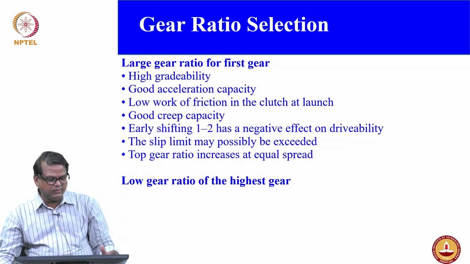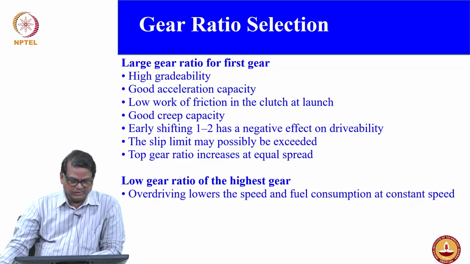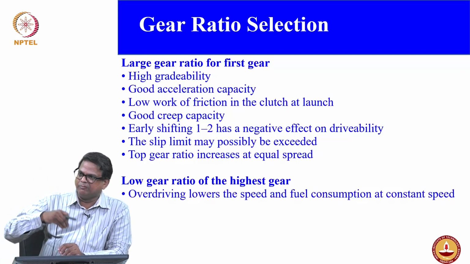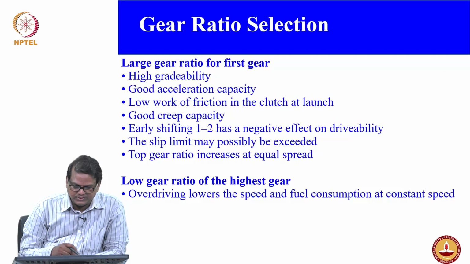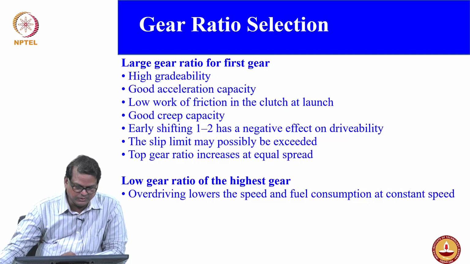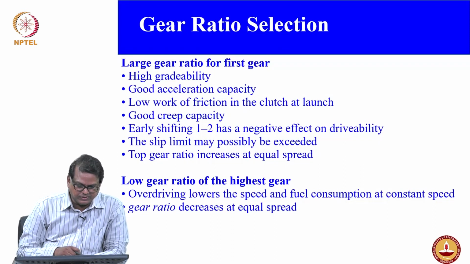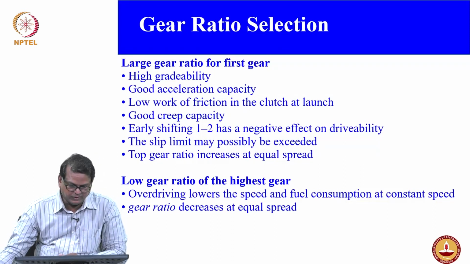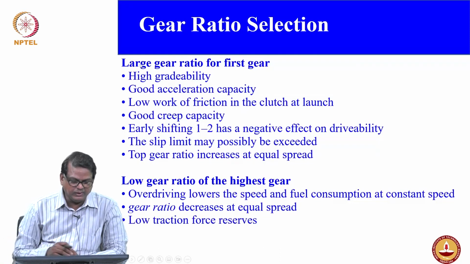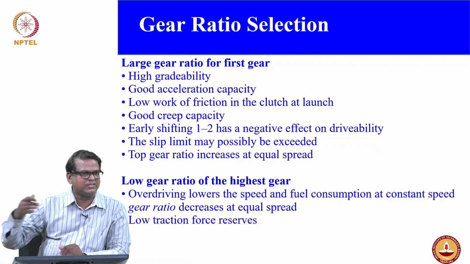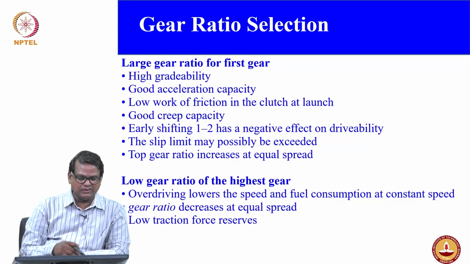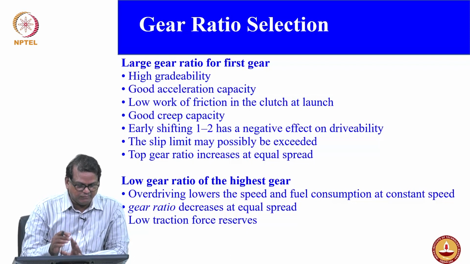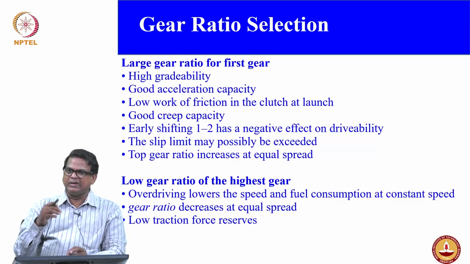When you move on to the low gear ratio for the highest gear pair, overdriving, right? Overdriving means the vehicle speed is more than the engine speed. Overdriving lowers the engine speed and the fuel consumption at constant speed, which you should take care of. The gear ratio decreases at equal spreads for the second, third, fourth and fifth gears, and obviously, as you are aware, the higher the speed, the lesser the traction forces will be. In such a way you have to maintain the gear ratios. So these are the areas we have to pay attention to before finalizing the gear ratios.